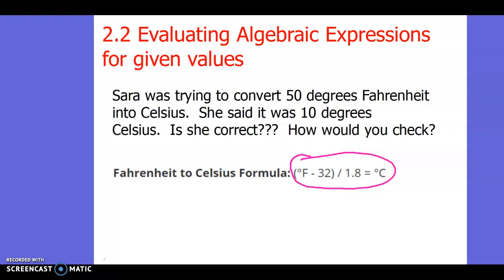So let's look at my example below. It says Sarah was trying to convert 50 degrees Fahrenheit into Celsius. She said it was 10 degrees Celsius. Is she correct? How would you check that?